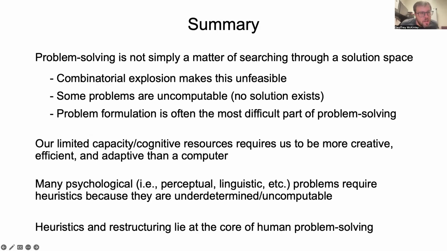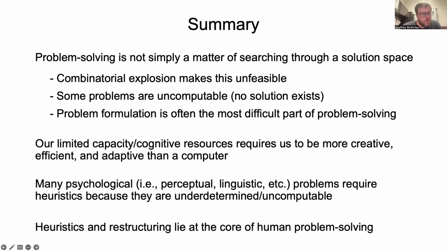Okay, so just a summary. First, problem solving is not simply a matter of searching through a solution space, and there are three reasons for this. One is that combinatorial explosion makes it unfeasible, and that some problems are uncomputable, meaning that no exact solution exists. And then probably one of the more important parts is that problem formulation is often the most difficult part of problem solving.